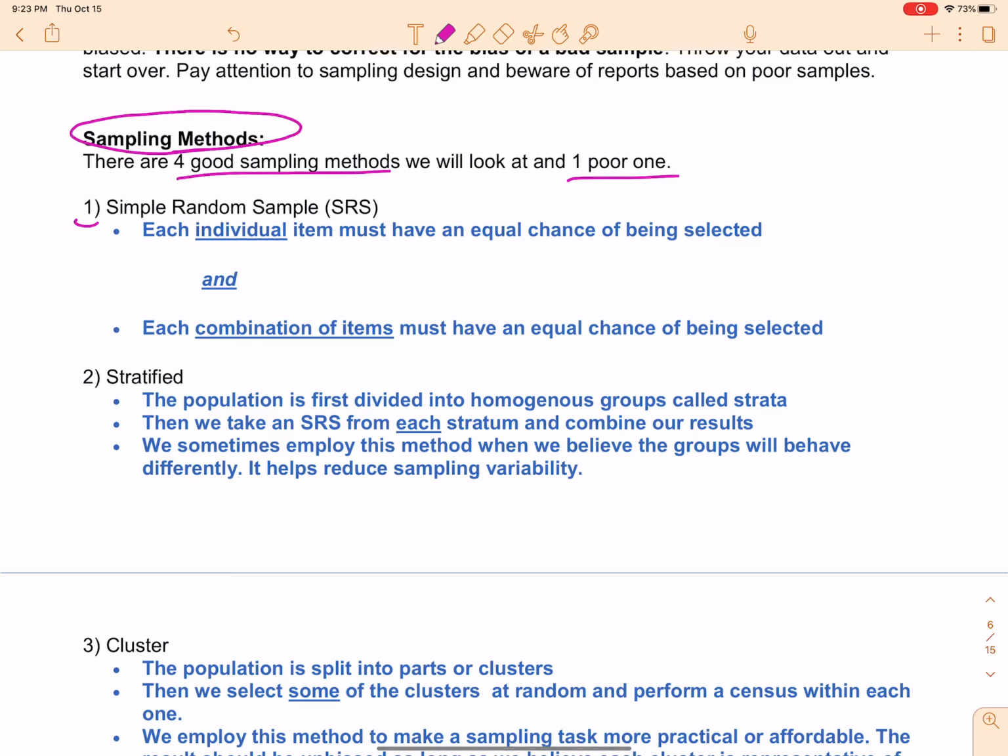So the very first one is a simple random sample. You are never going to see me write that out. I'm always going to abbreviate it, and this is common practice in all statistics books, lessons, videos, everything you can see. We always call it an SRS. So what does it mean to be an SRS? Each individual item must have an equal chance of being selected, and each combination of items also has to have an equal chance of being selected.